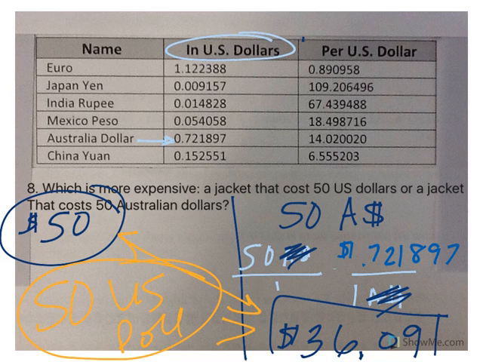So you've got to be in the same basic units to be able to compare. After we change Australian dollars to US dollars, we find out that the US one is more expensive. And if you had done it the other way, changing the 50 American dollars to Australian, you would have found it that way as well.